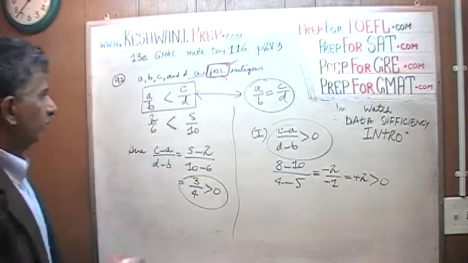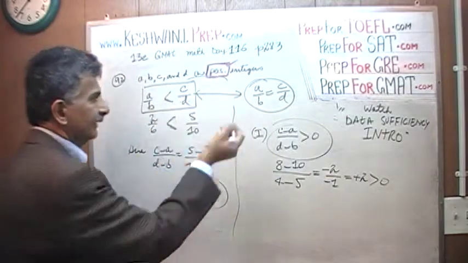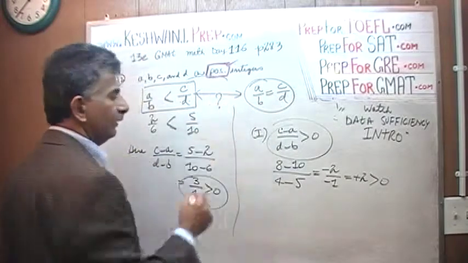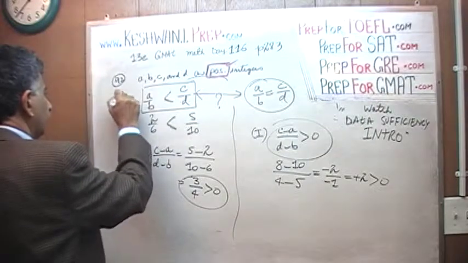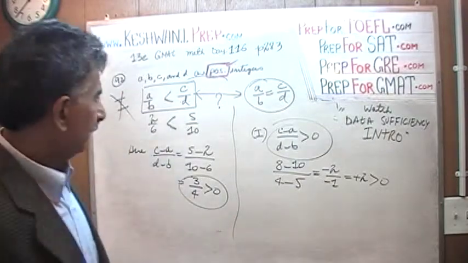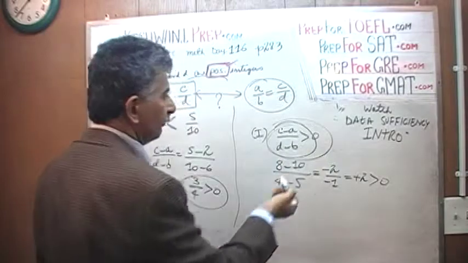Voila. In one case this ratio is less than that, in this case this is equal. So which one is it? The answer is we can't tell. Therefore the first statement is no good. This information that they give us is of no help to us.